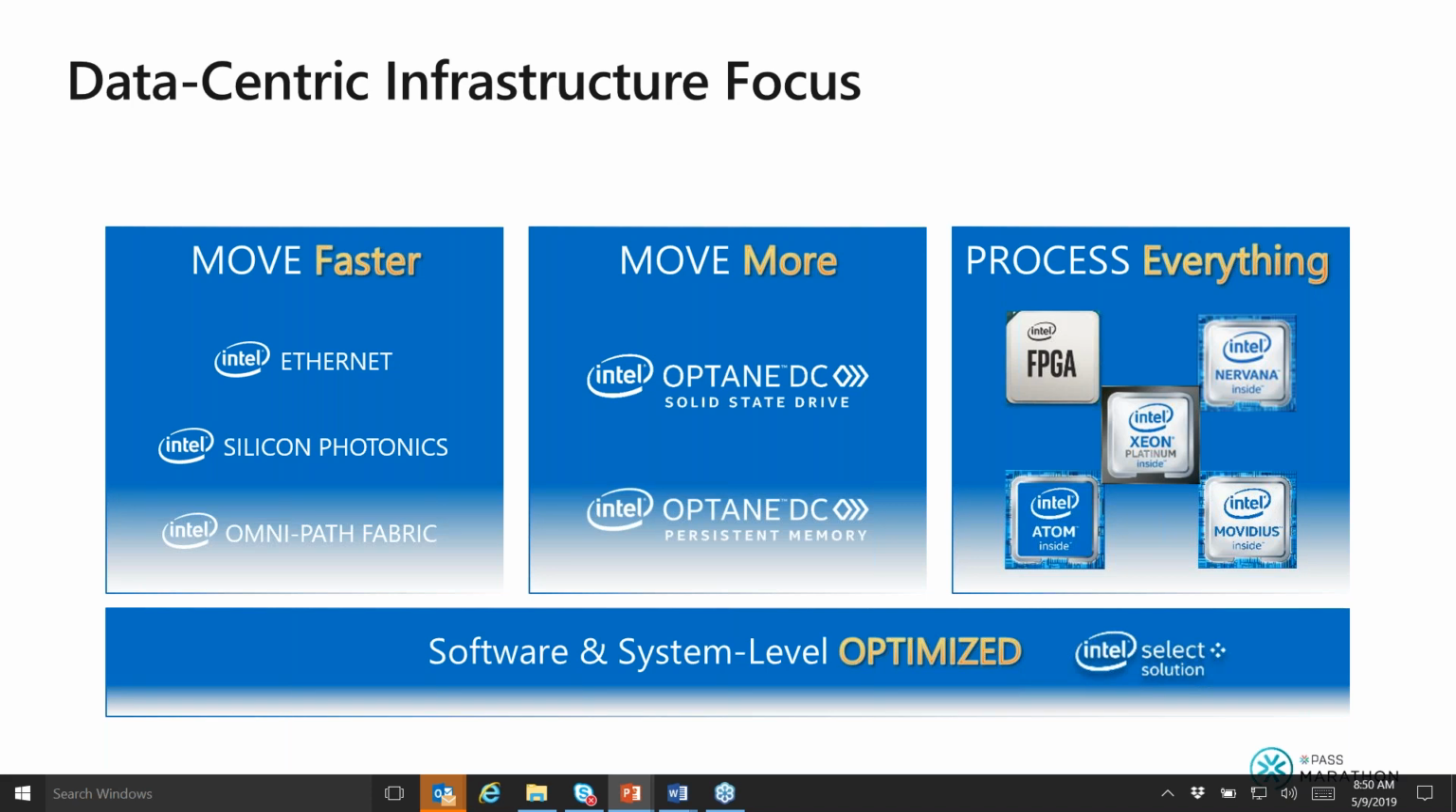But I think it's critical to understand that as you modernize your data estate, know that Intel is building solutions to move, store, and process everything that your data will require, and it's optimizing all of those to run SQL and to run in Microsoft Azure environments.